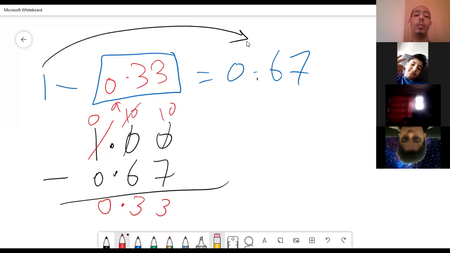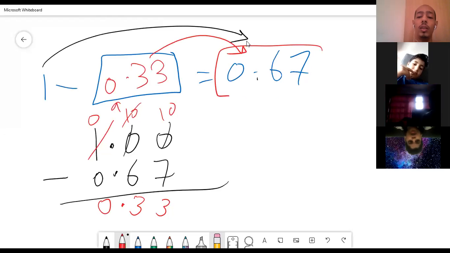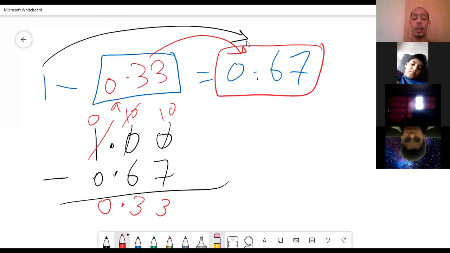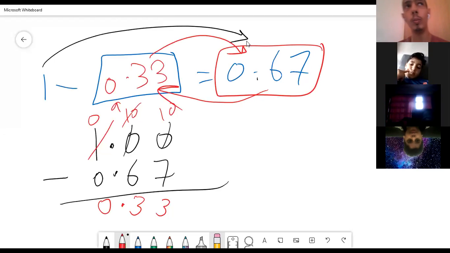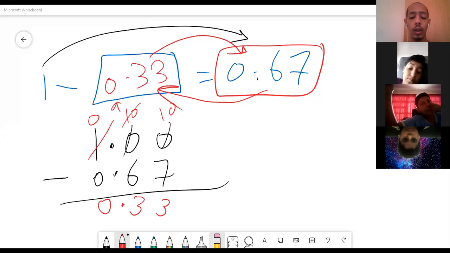What can we say about this number and this number? These two numbers will make 1, right? 0.33 and 0.67 will make 1 whole. So these are complements to 1. Complements to 1 means that these numbers will make 1. This is very important.